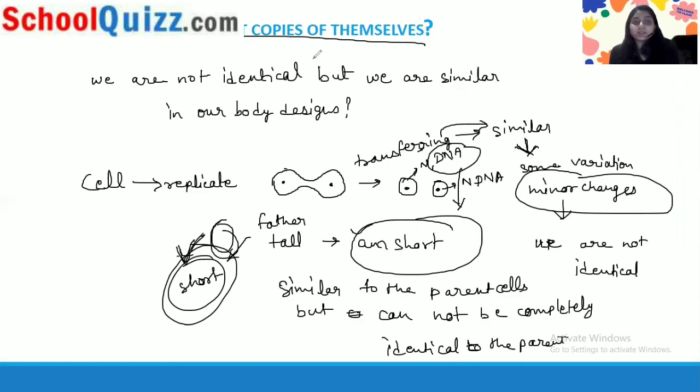So let's end this class here, and in the next class we will discuss some more topics of this chapter. Starting from the variations, we will complete all those topics which are contained in the chapter. Keep learning, keep practicing questions.